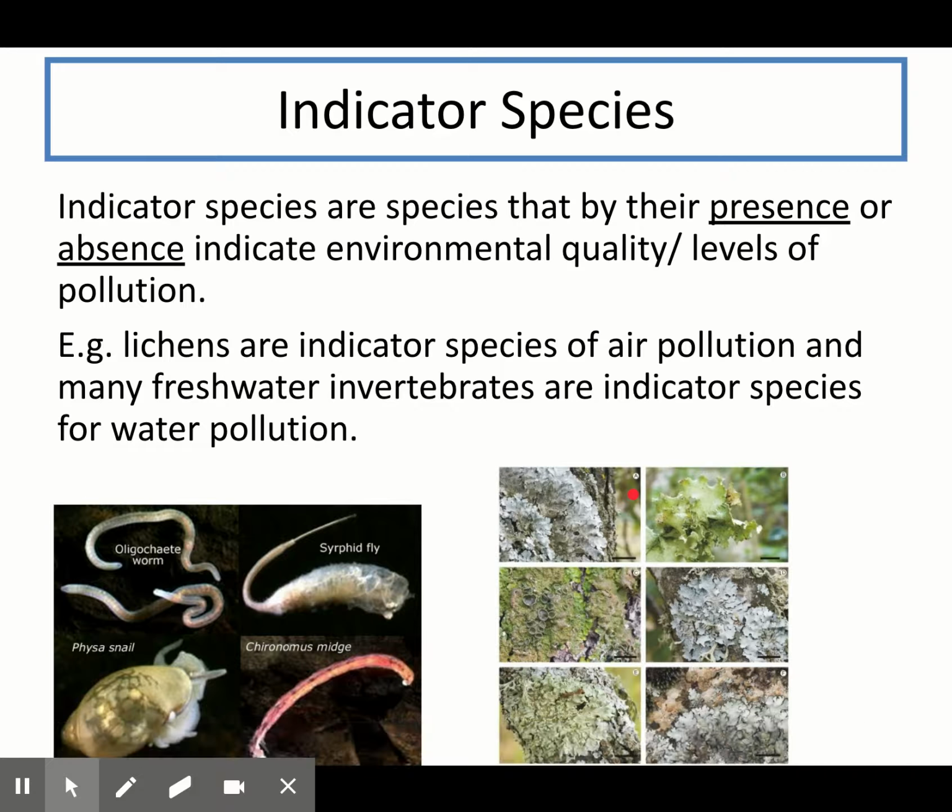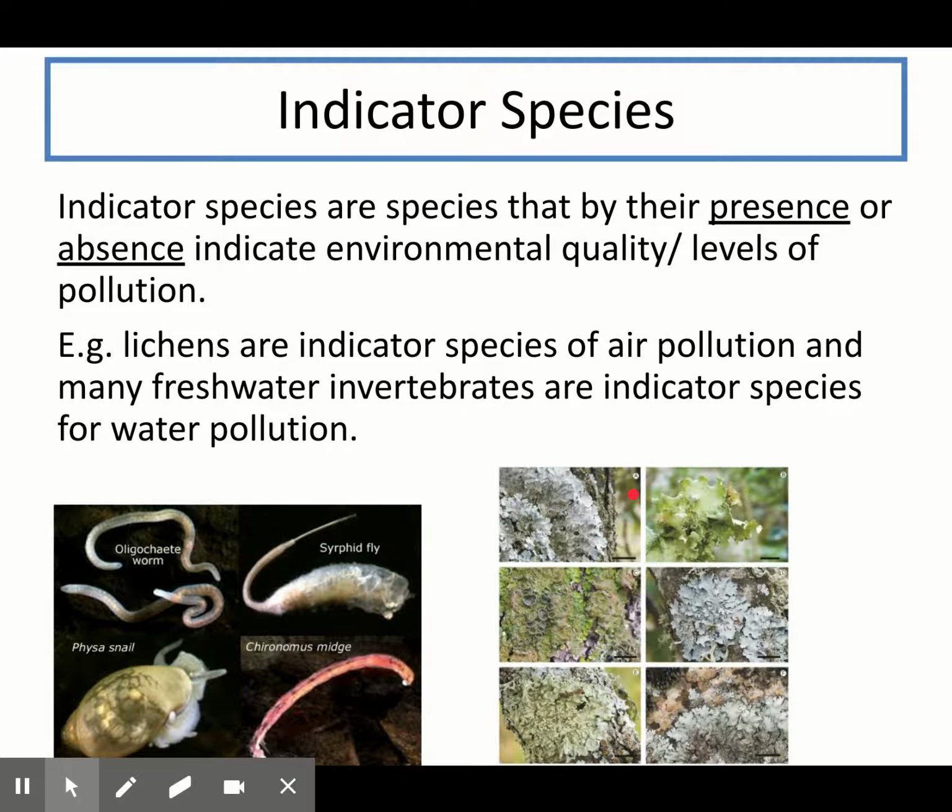Okay, the last thing we need to learn about in this topic is indicator species. Now, this is a really important definition that you need to know off by heart. So indicator species are species that by their presence or absence indicate environmental quality or levels of pollution in an area. So the main thing to look for, if you're looking at a definition and you're wondering what the term is, if you see presence or absence, then that means it's an indicator species definition.